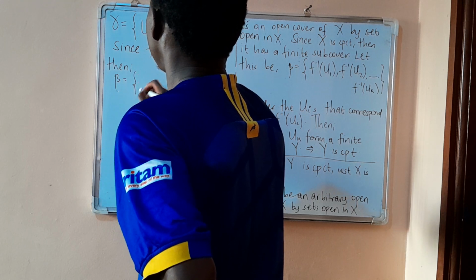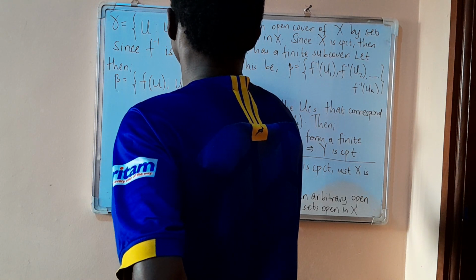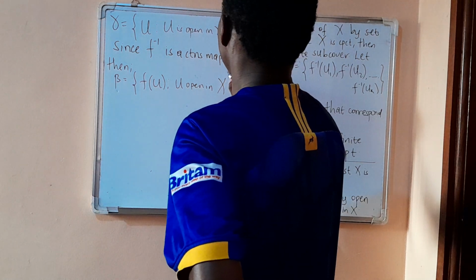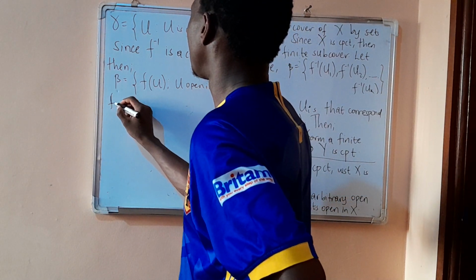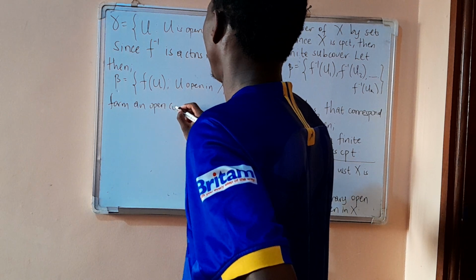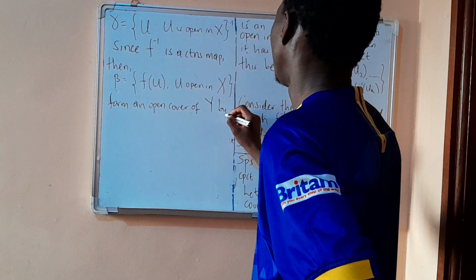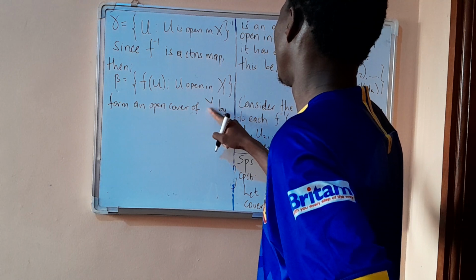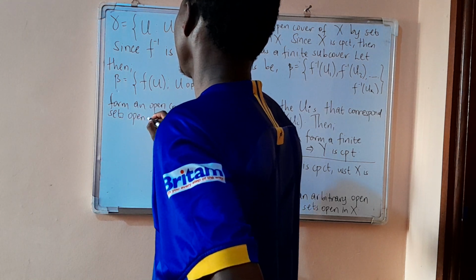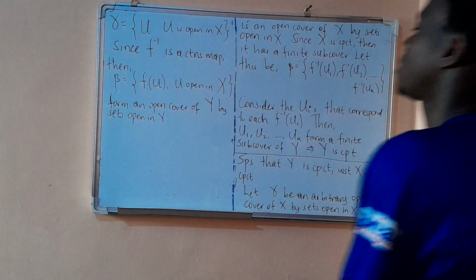So beta, consisting of F(U) where U is open in X, forms an open cover of Y by sets open in Y.